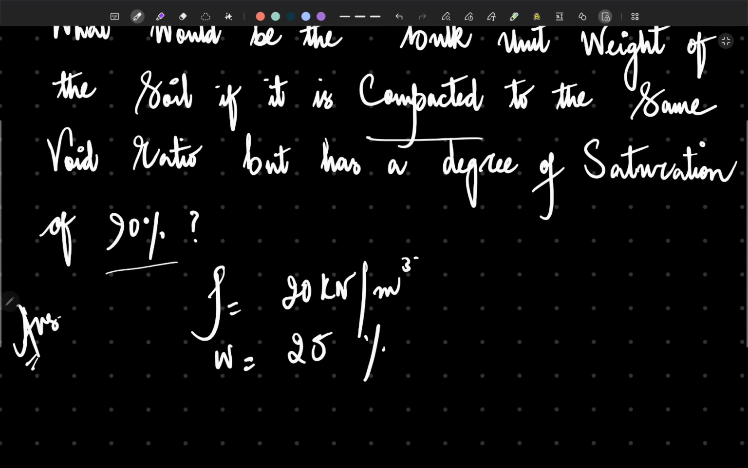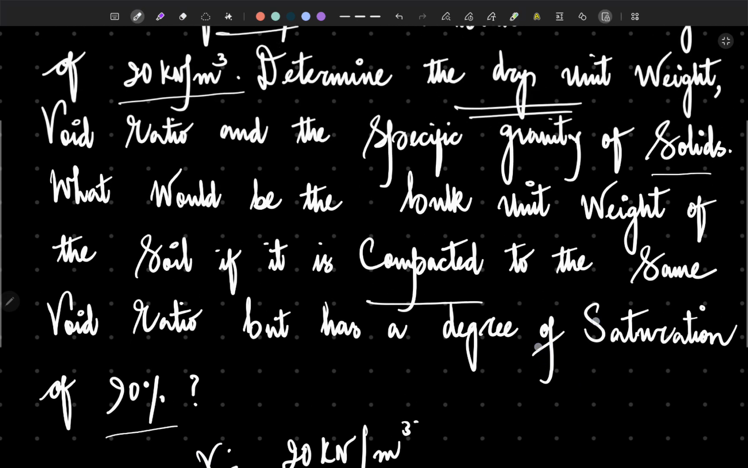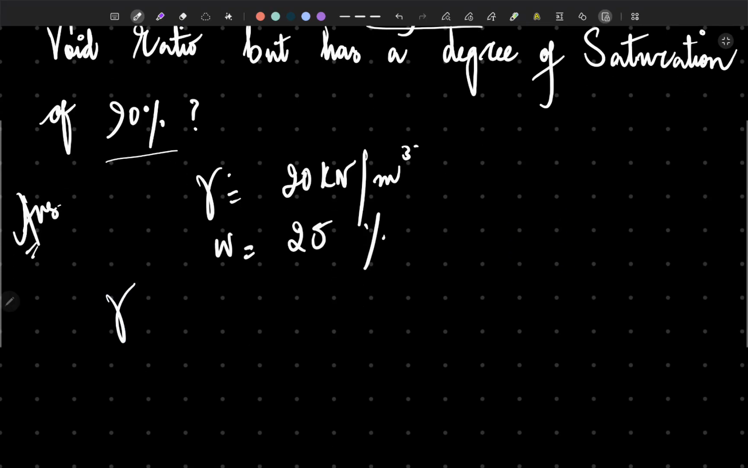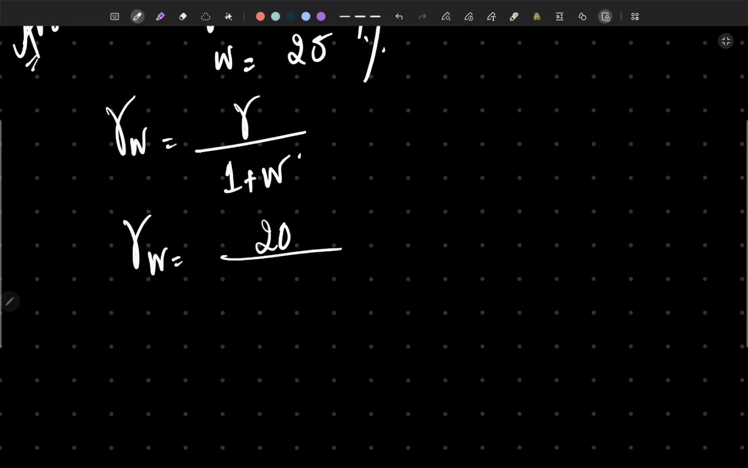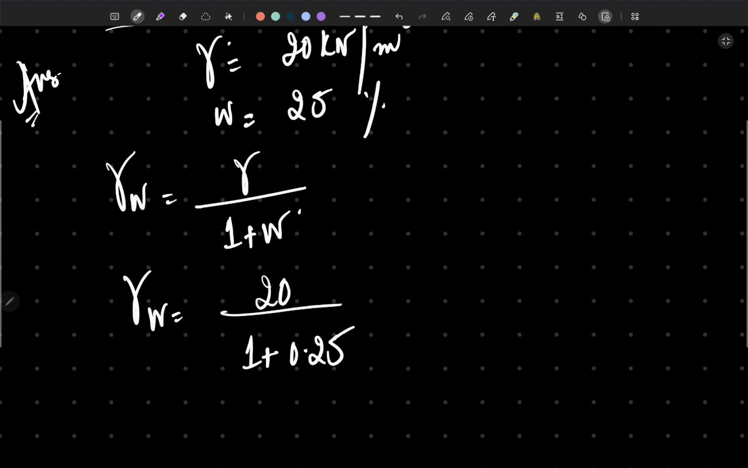I'll be using the relation between the dry unit weight and the bulk unit weight. Dry unit weight is bulk unit weight divided by 1 plus water content. The bulk unit weight is 20 kilonewton per cubic meter, divided by 1 plus water content, that is 0.25, because water content is 25%. Upon calculating this, the dry unit weight is equal to 16 kilonewton per cubic meter.